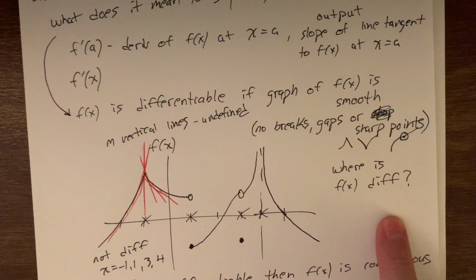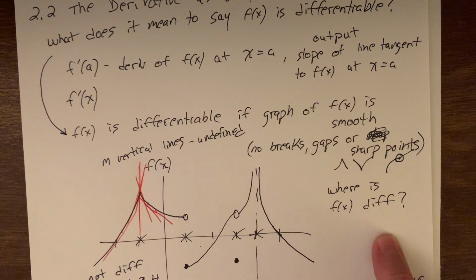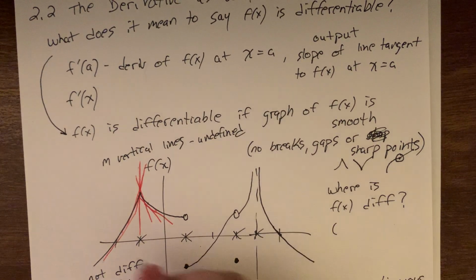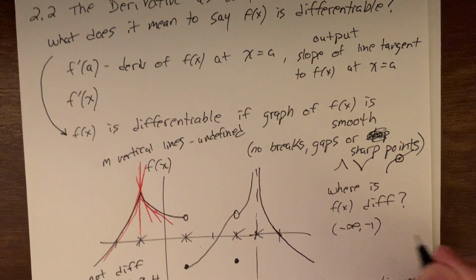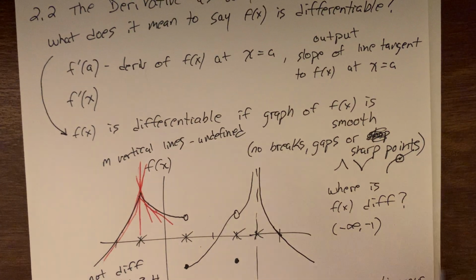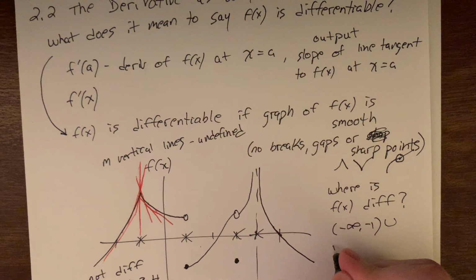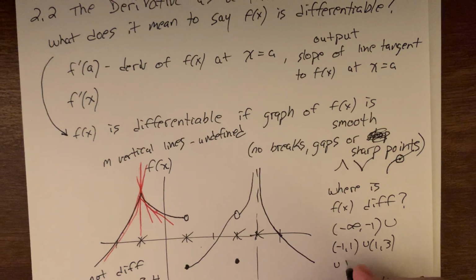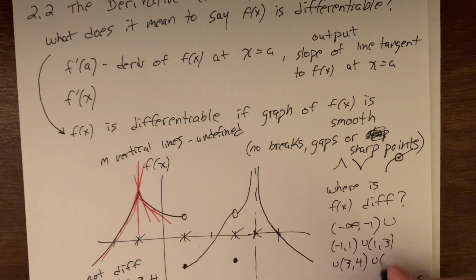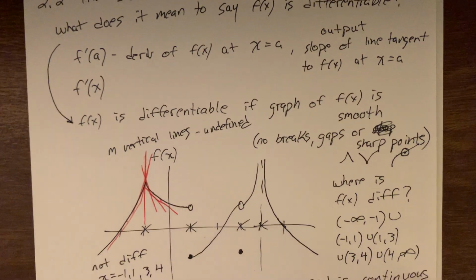So coming back here, where is it differentiable? Everywhere else. So I'd start from negative infinity up to -1, but not including it. Again, that's the point that is not differentiable. And then I would go from -1 to 1, and then from 1 to 3, and then from 3 to 4, and then from 4 to infinity.